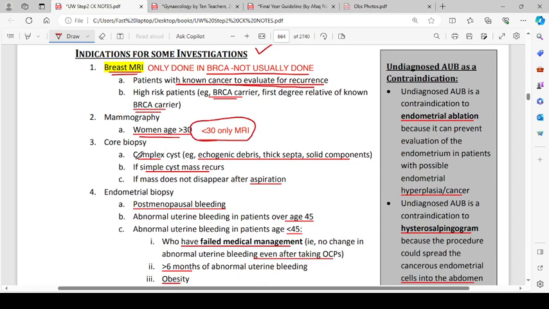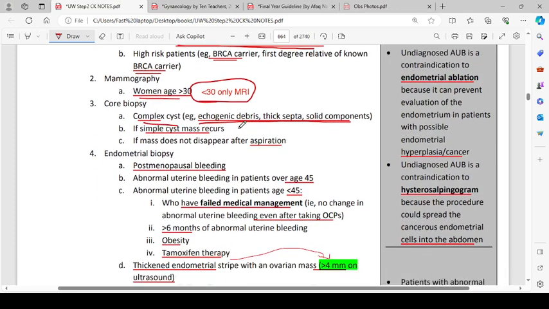For core biopsy, complex cyst, for example, echogenic debris, thick septa and solid components. If simple cyst mass recurs, if mass does not disappear after aspiration, then we have to do core biopsy.